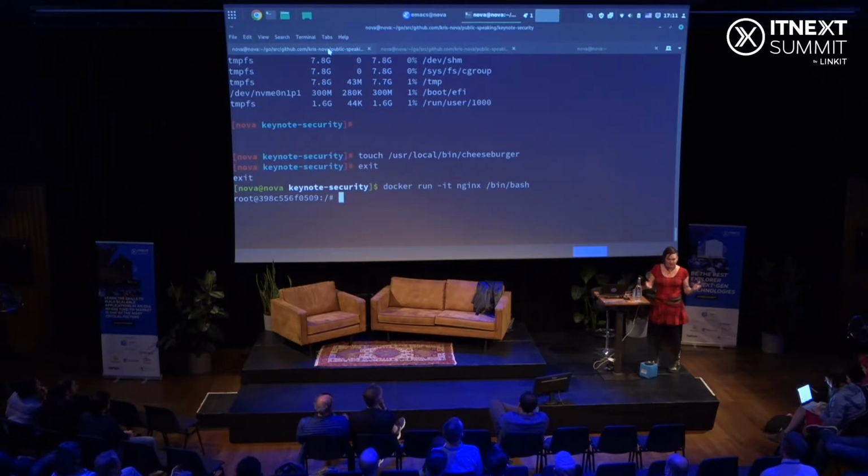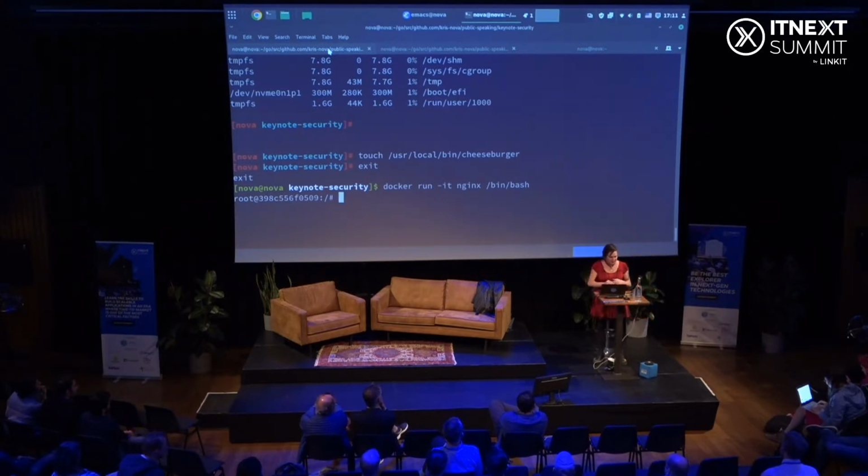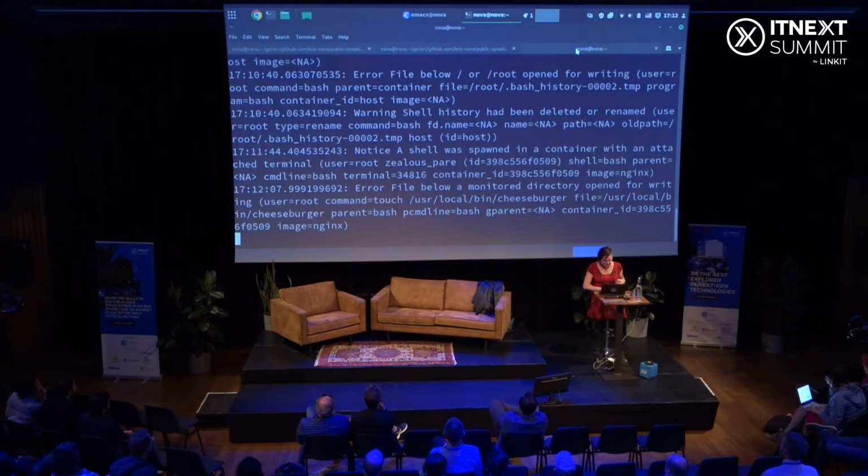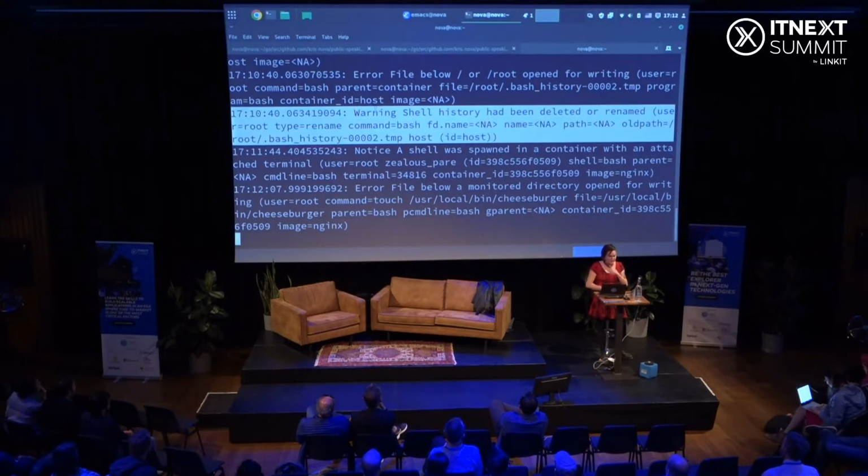And Docker obviously is a little bit more complicated than 100 lines of C that I wrote a couple hours before I walked on stage. This has been a project that's been around for a very long time. So now let's touch /usr/local/bin/cheeseburger. Now bear in mind, Falco's running on the host system, and I'm running in a container now. If we go back to Falco, you can see not only did it detect that shell history has been deleted or renamed.